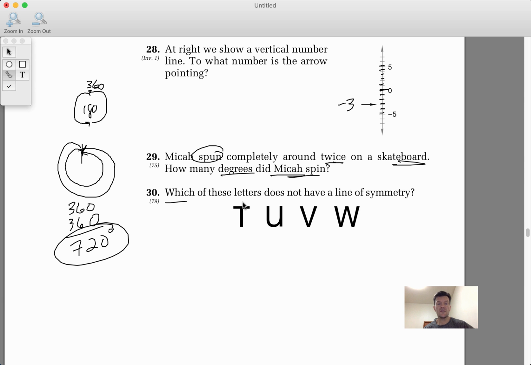Which of these letters does not have a line of symmetry? So we can draw a vertical line here. Yes, symmetry. This one, probably because of that little tail on that U, there's not going to be any symmetry there, because if I divide it vertically here, there's not an equal little tail on the other side. So this one does not have any symmetry. V does, yes, vertical, and W does, yes, a vertical line right there.